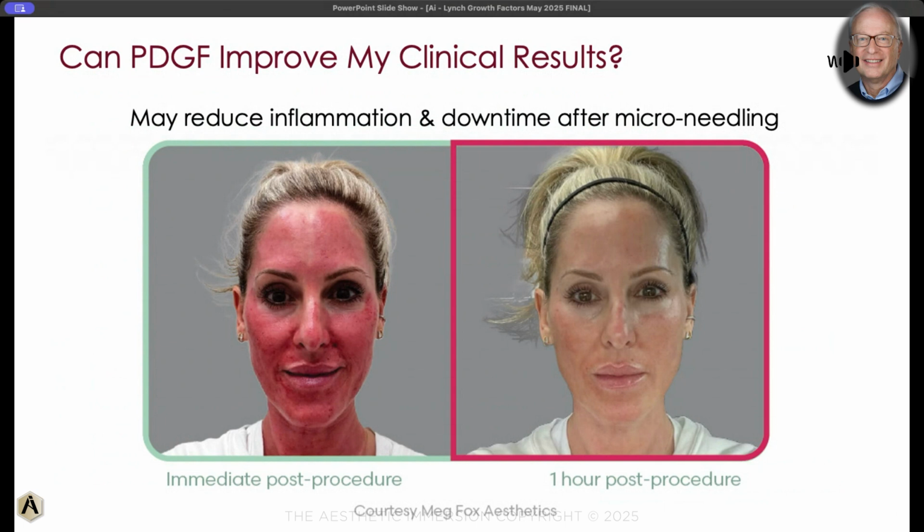So one of the first things you may notice when you apply Ariessence post-microneedling or during microneedling, if you use it as the glide, is a reduction in the redness and the heat. It takes away a lot of that heat and burning and redness in your patients. And it may not always in every case happen within an hour, like in this young lady, but it will happen quicker than if you did not use the product.